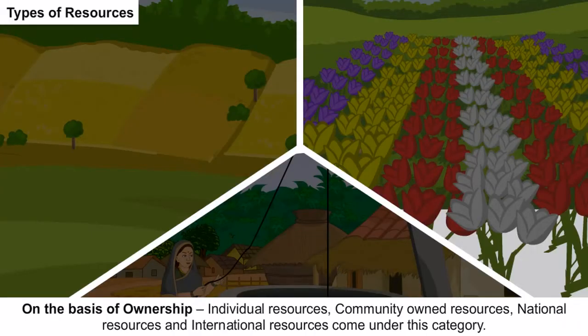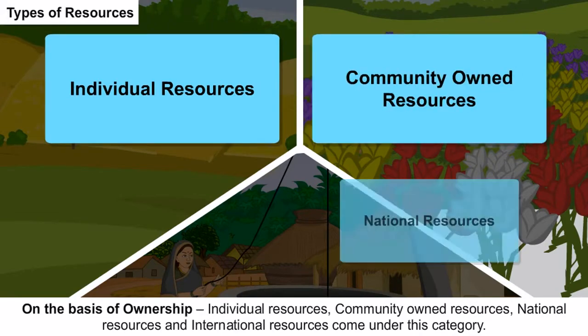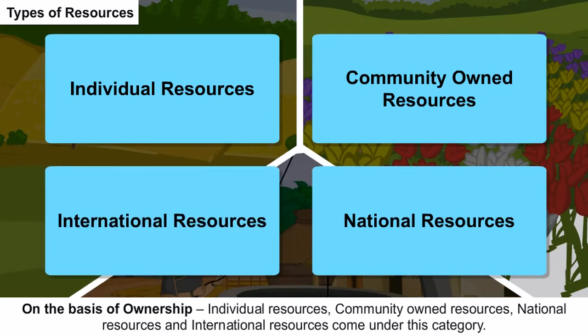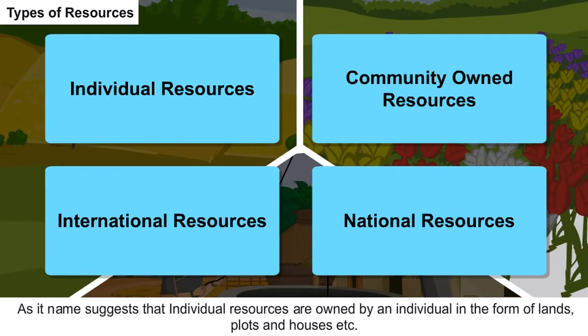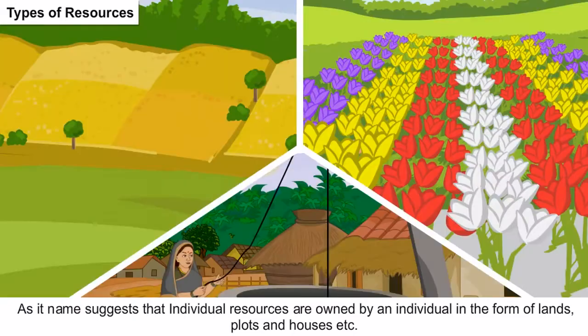3. On the basis of ownership. Individual resources, community-owned resources, national resources and international resources come under this category. As its name suggests, individual resources are owned by an individual in the form of lands, plots and houses, etc. Plantation, water in wells and ponds are also some examples of these resources.